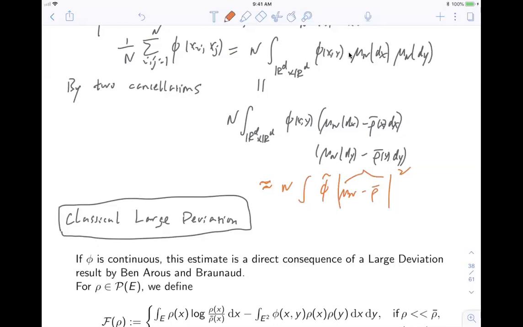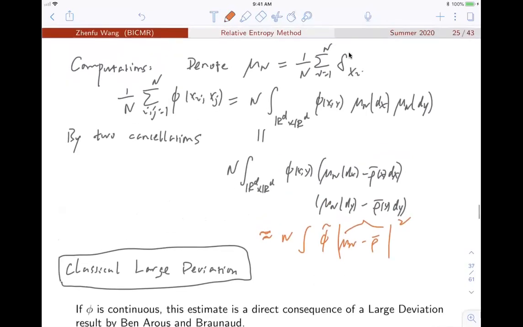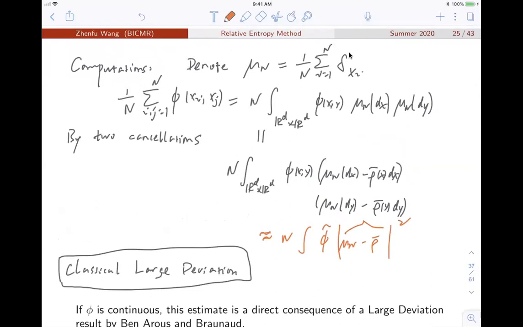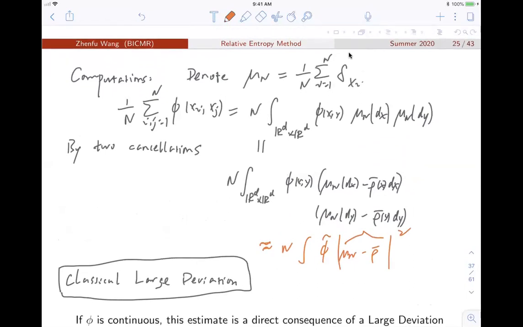You use a test function phi, and you measure the difference between the empirical measure and rho bar using some Fourier type norm. So in our case, since phi(x,y), our choice of phi, in the specific form, satisfies these two cancellation rules, you can use these two cancellation rules and write this sum this way.